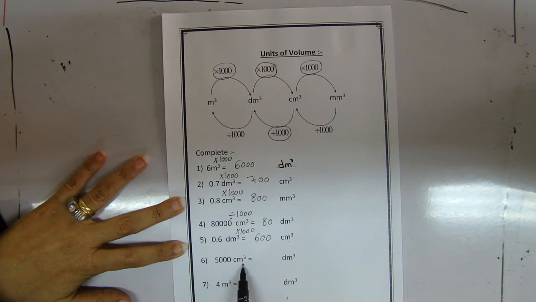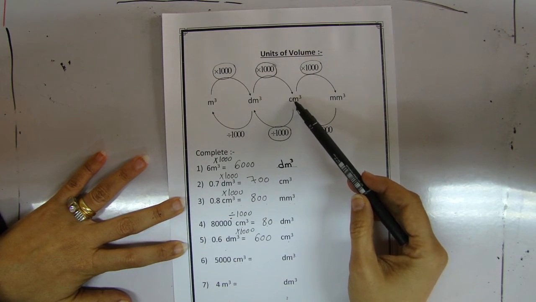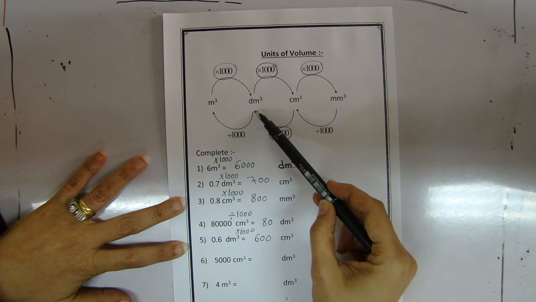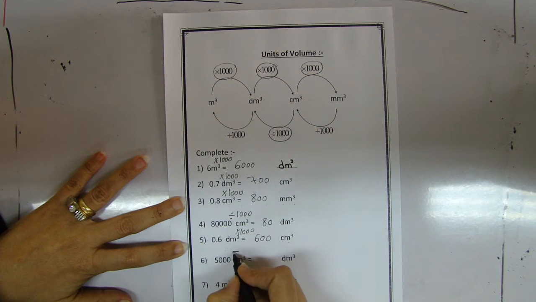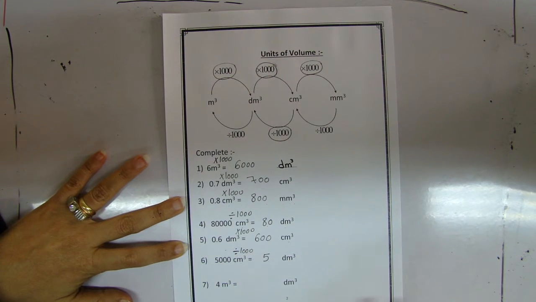Number 6. 5000 cubic centimeters equals what cubic decimeters? From cubic centimeters to cubic decimeters, divided by 1000, equals 5.